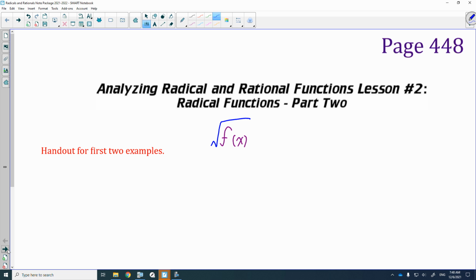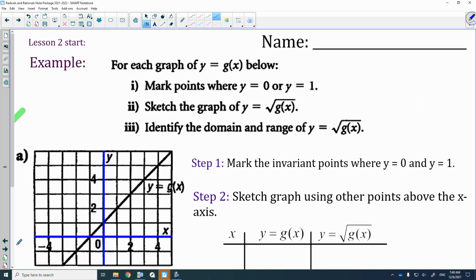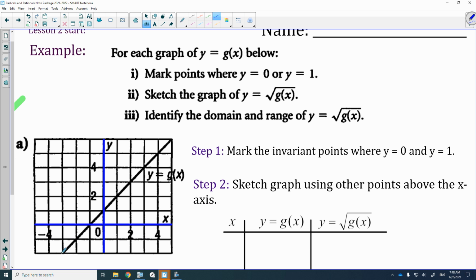So the first example that I want to look at is it wants us to graph a radical function. What it gives us is this linear function here, and they call this linear function g of x. And they want us to sketch the graph of y is equal to the square root of g of x. So before we even start that, I'm going to show you how you could look at this original function and get the domain of the radical function.